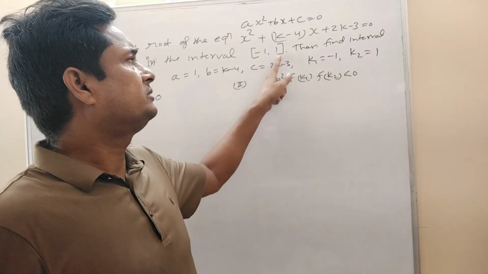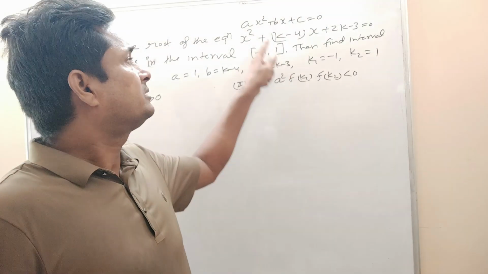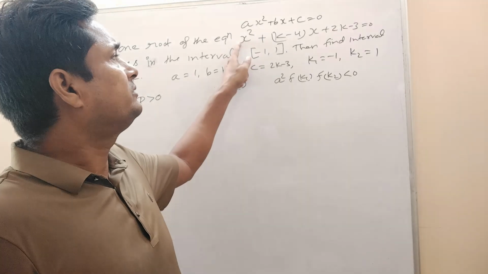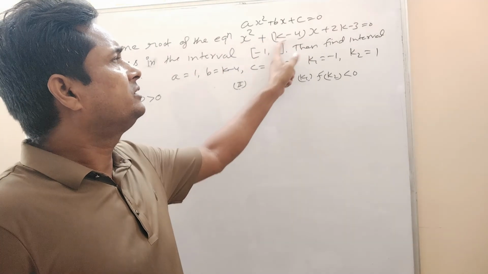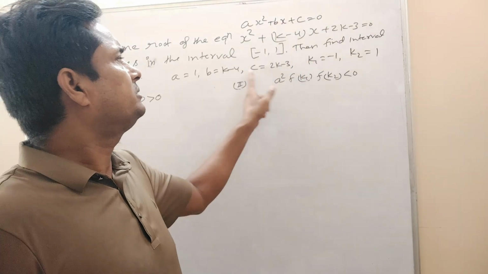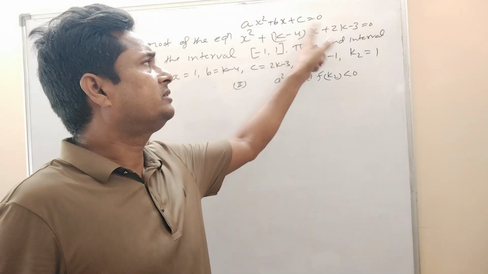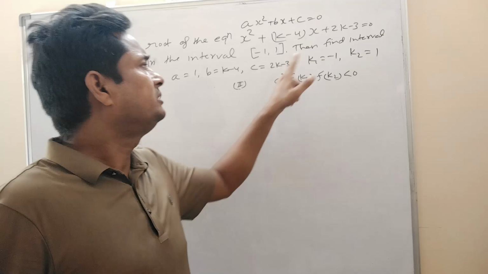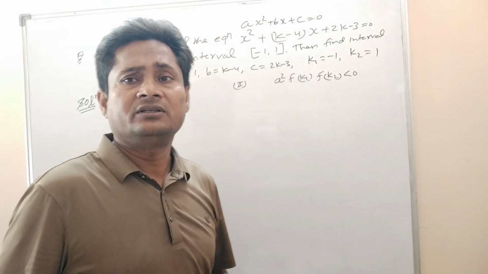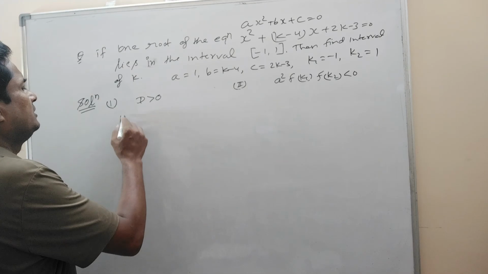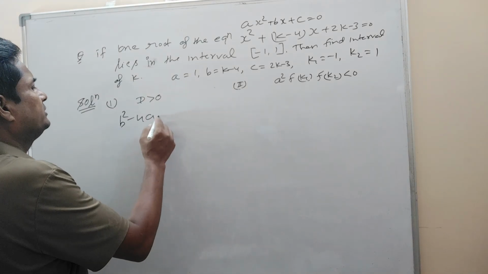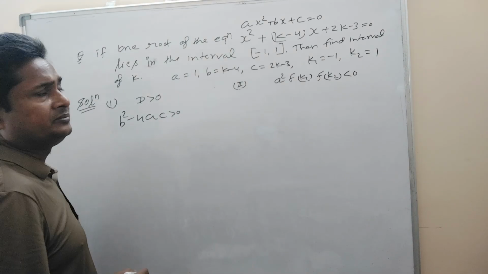This is k1, this is k2, and the coefficient of x square is 1, so a is equal to 1. Now the coefficient of x is k minus 4, so b is equal to k minus 4, and the constant term is 2k minus 3, so c is equal to 2k minus 3. Now find the discriminant first. This is b square minus 4ac, which will be greater than 0.